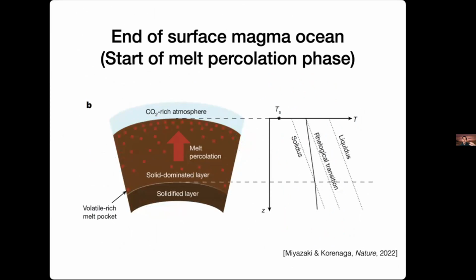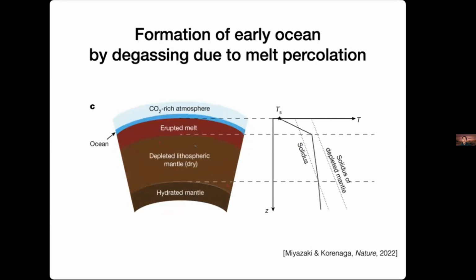And because of its buoyancy, this melt phase percolates upwards. And degassing associated with this melt percolation creates the early ocean, which is not so deep, probably much less than 1 kilometer deep. And if we wait even further, we eventually transition to subsolidus mantle convection, which can degas the water in the mantle to the surface, gradually deepening the ocean.